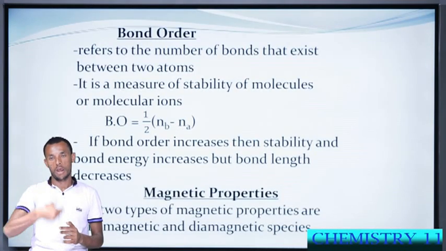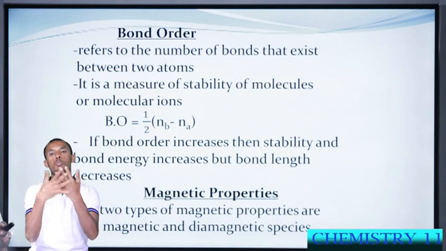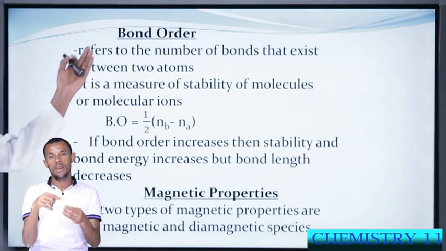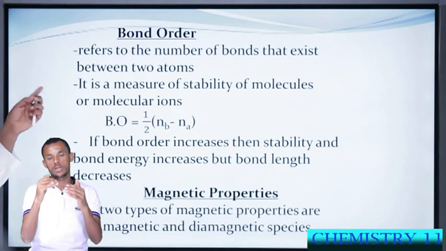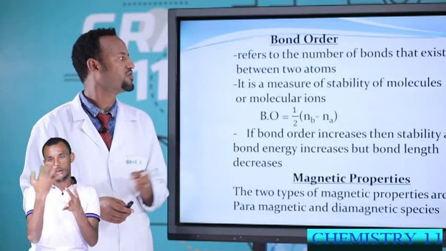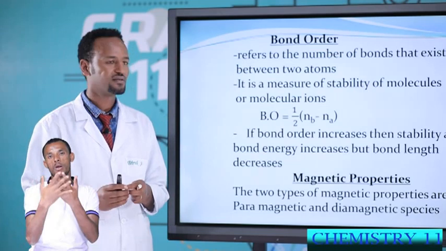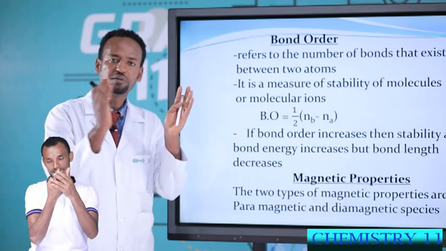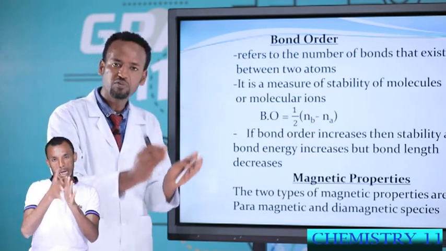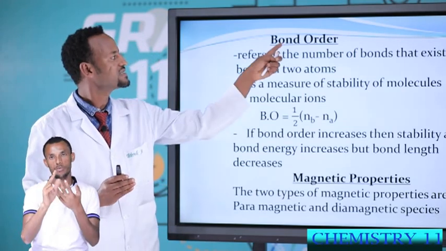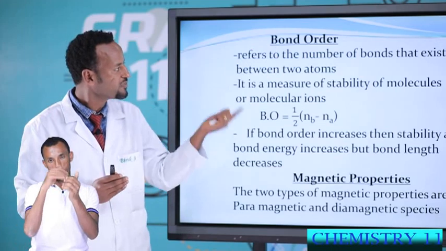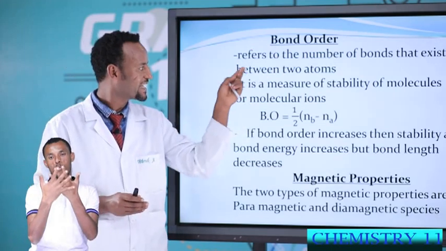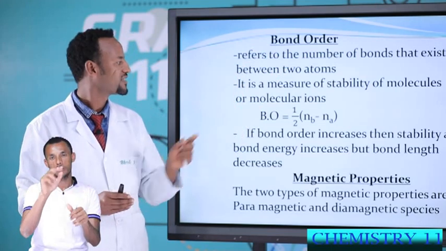The other point is bond order. In molecular orbital electron configuration, the other point is bond order. It refers to the number of bonds that exist between two atoms. Because between two atoms, a single bond can be formed, a double bond can be formed, a triple bond can be formed. This is known as bond order.